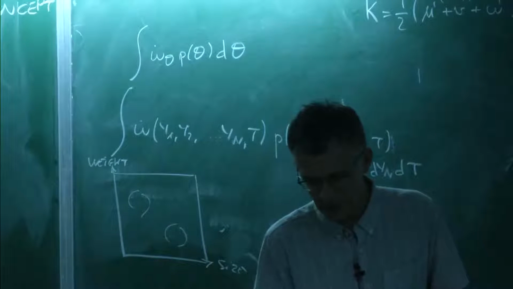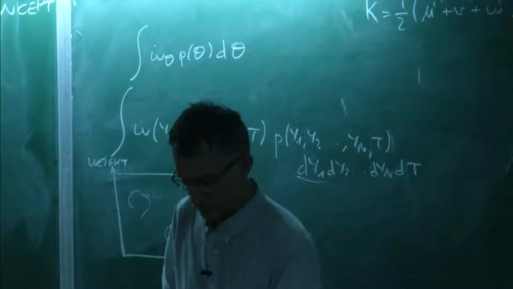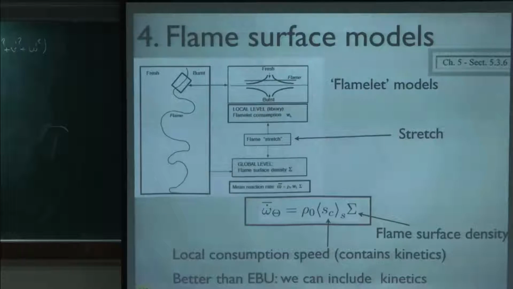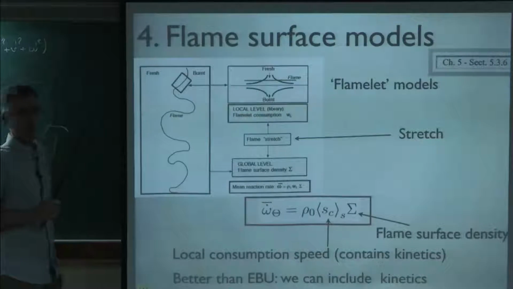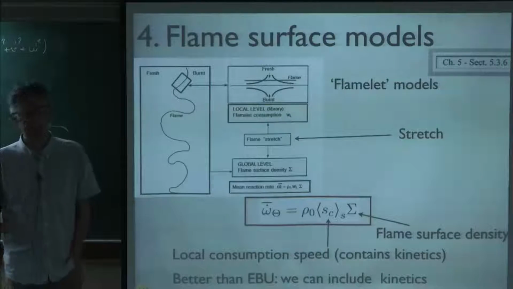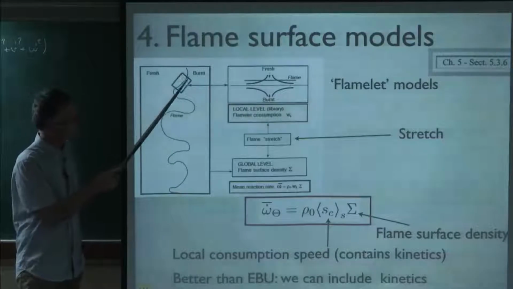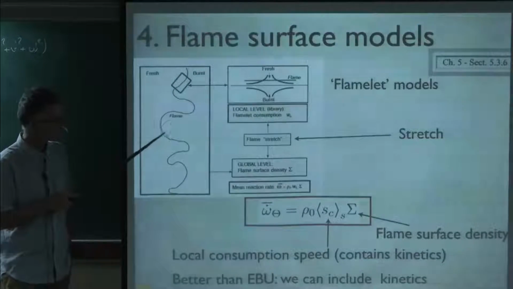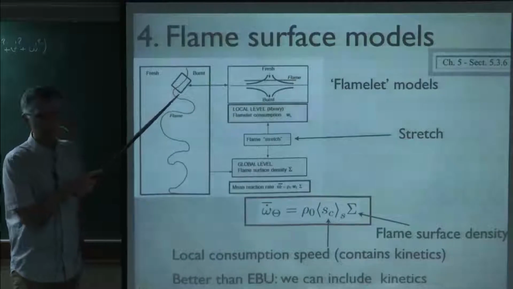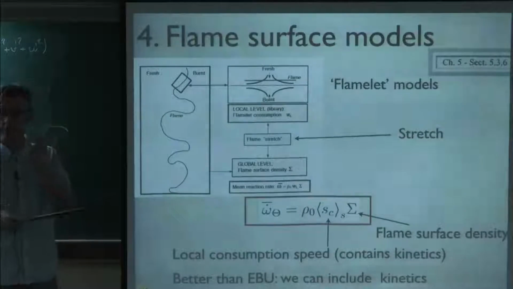So let me jump now to flame surface models. So flame surface models are very popular for various reasons. And the idea of these models is to say that we are in the flamelet regime. Okay, that's why they are called flamelet models. So we assume that along this surface here, a little element like this one is like a laminar flame.